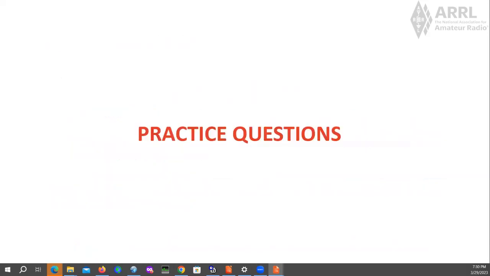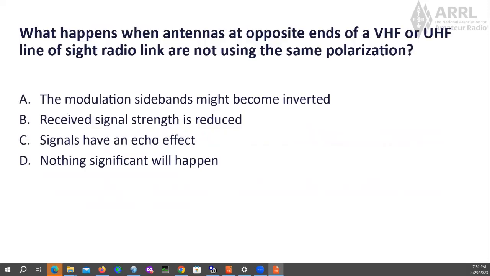Practice questions. Any questions at this point? Okay. What happens when antennas at opposite ends of a VHF or UHF line of sight radio link are not using the same polarization? The answer is B. Received signal strength is reduced.